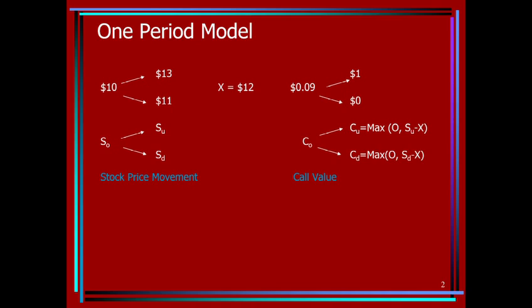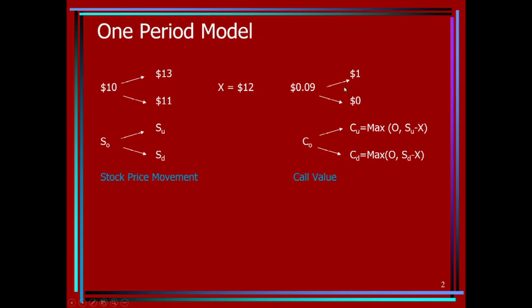Well, you could call that a downward movement, because remember what is U and D. U is greater than 1 plus R, and D is less than 1 plus R, right? So if the movement is higher than the rate of return, then it's an upward movement. If it's lower, then it's a downward movement, right? So if it's $13 and the rate of return gives $12, then obviously this is an upward movement, this is a downward movement.